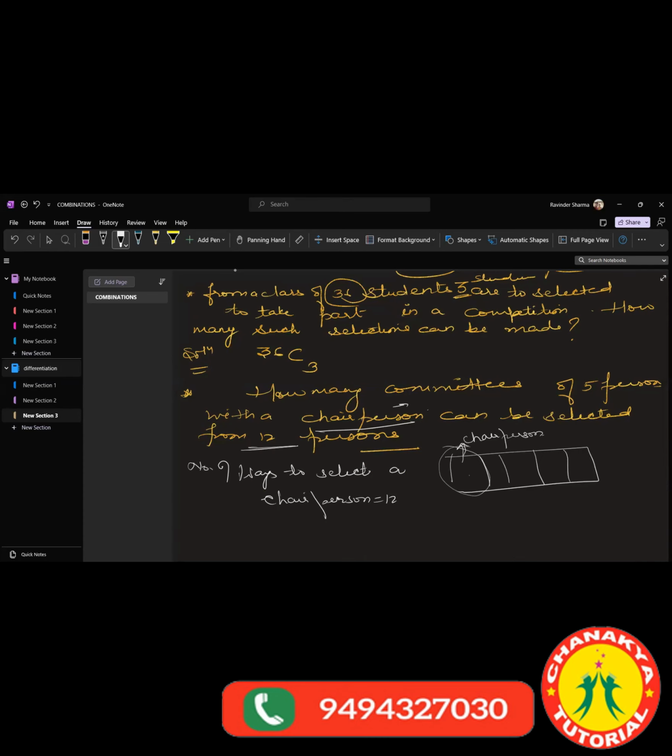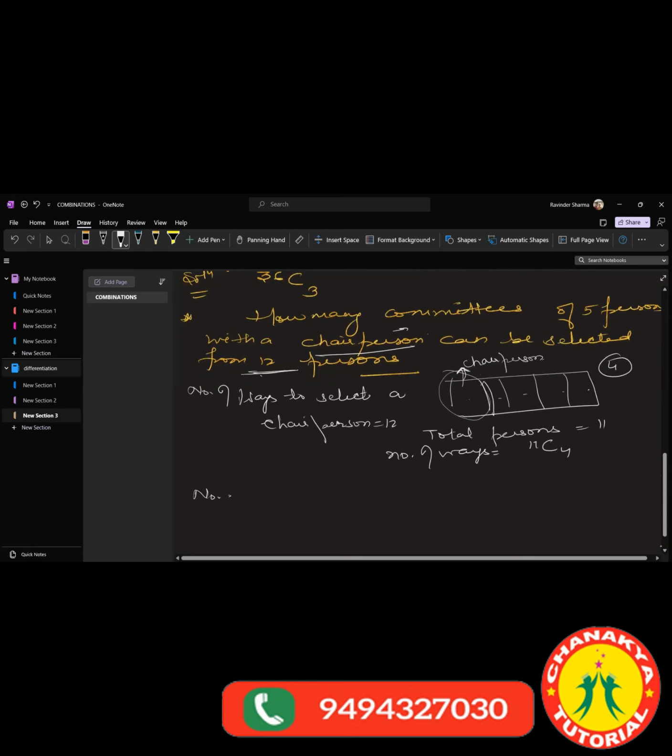Now, after selecting the chairperson, how many members do we have to select? 4 members. 1 person we have selected, so now total persons are 11, and we have to select 4 committee members. So the number of ways to select 4 members will be 11C4. So the number of ways to select committee members with chairperson will be 12 multiply 11C4.